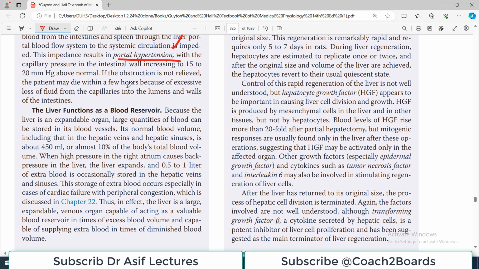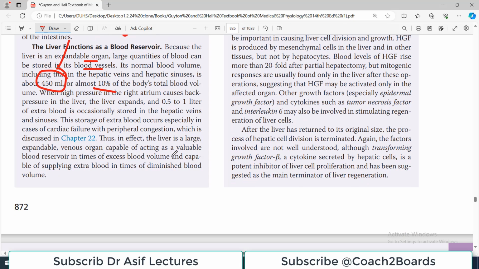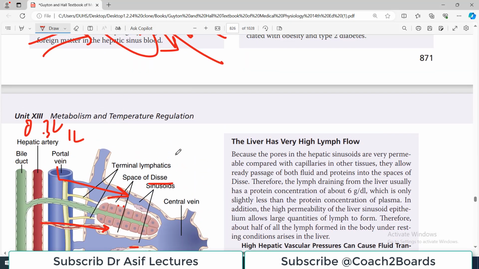Now, liver also stores the blood. Because liver is an expandable organ, large quantities of blood can be stored in the blood vessels within the liver. Its normal blood volume, including that in the hepatic vein and the hepatic sinuses, is about 0.5 liters, 450 ml, which is about 10% of the body's blood volume. So remember, liver can give a good amount of blood when needed. It's a good storehouse, okay?